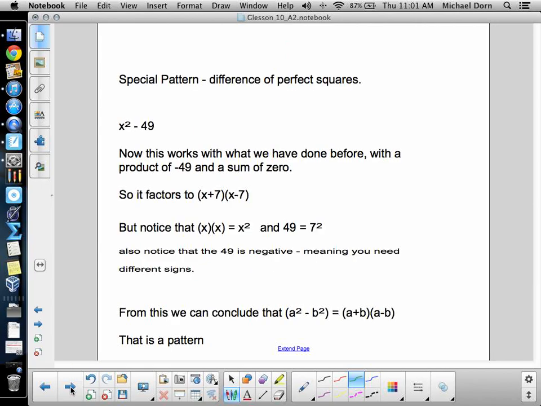There's a couple special patterns that exist, and we can memorize the special patterns, especially the perfect squares. It's a great one to recognize because it factors so easily. We can do it with the ABC. I mean, I could look at this x squared minus 49 and say that's x squared plus 0x minus 49.